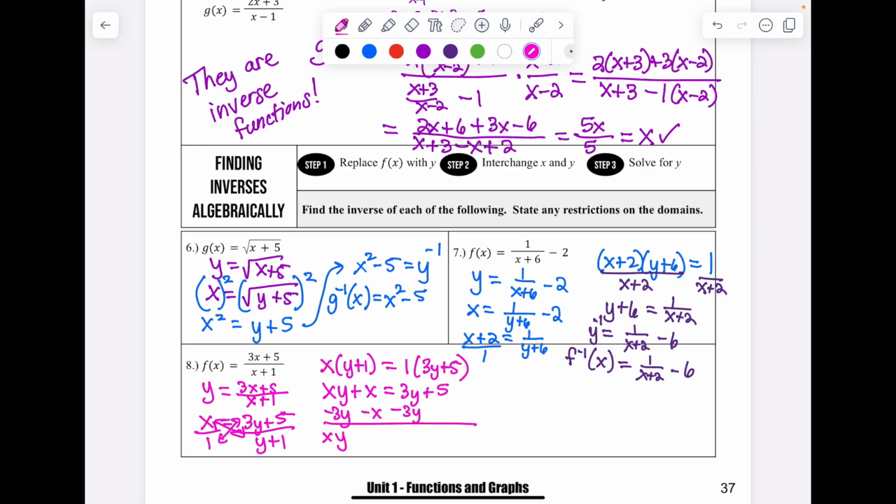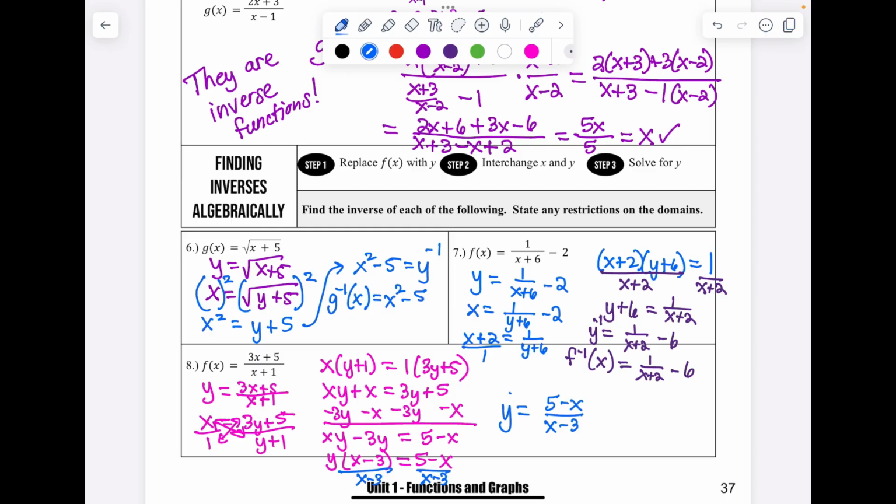So we have xy minus 3y will equal 5 minus x, or negative x plus 5, either one. And now on the left, I'm going to factor. I see both terms have a y, so that's my greatest common factor. I can factor that out. And now we can divide both sides by the x minus 3 to get y all by itself. So we have y equals 5 minus x over x minus 3.